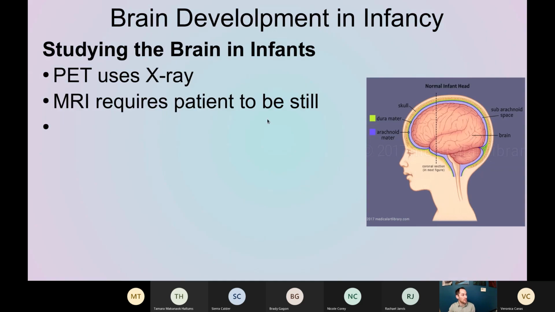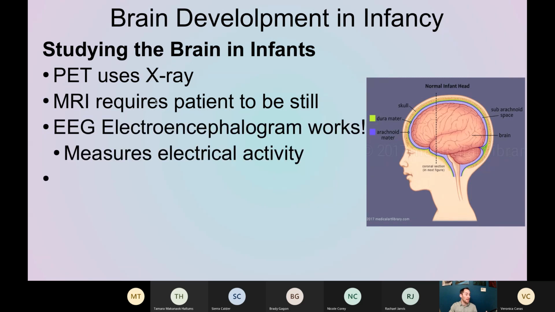All right, so how do we study the brain in infants? Well, we could use PET. That uses X-rays to get basically an X-ray of the brain. MRI requires a patient to be still, so that's not great with infants because they like to move a lot.